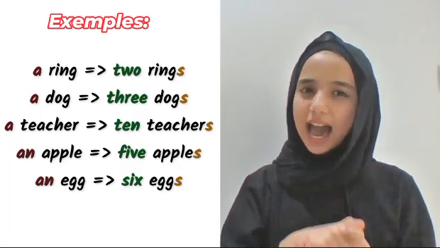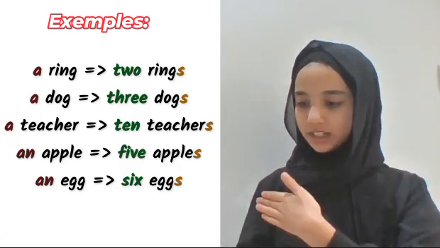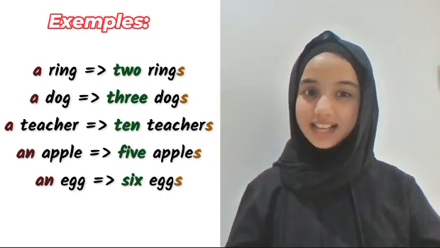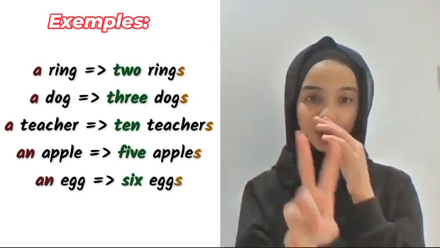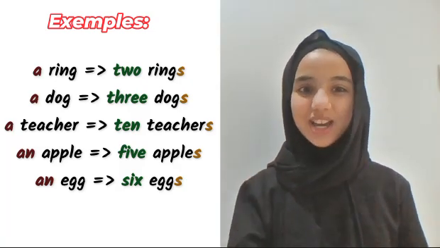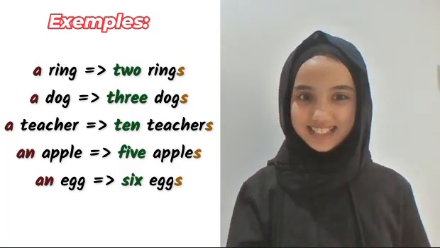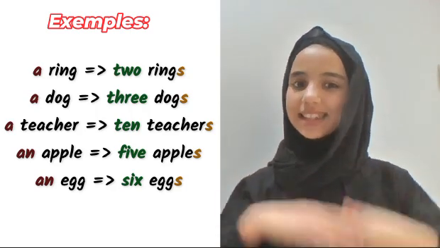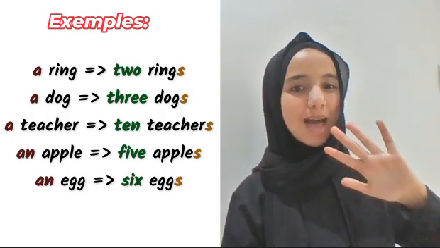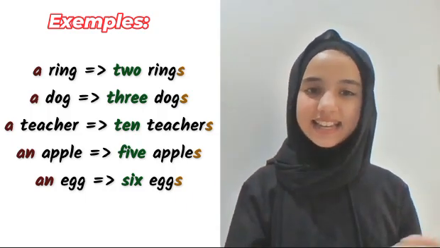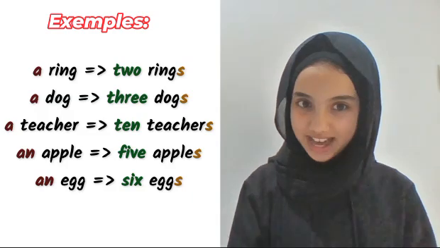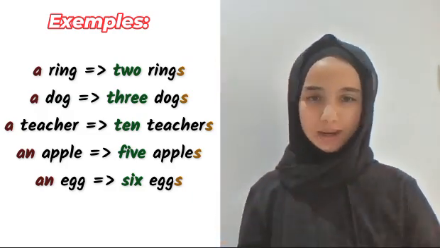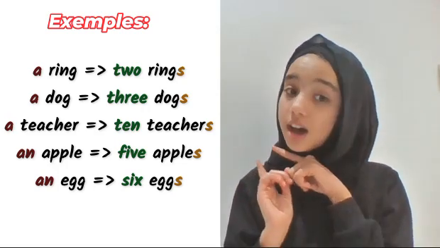Now let's see how we can move from singular to plural. Easy peasy. We just have to add s. A ring, 2 rings. A dog, 3 dogs. A teacher, 4 teachers. An apple, 5 apples. An egg, 6 eggs. Really easy. To transform singular to plural, add s, just in that case.